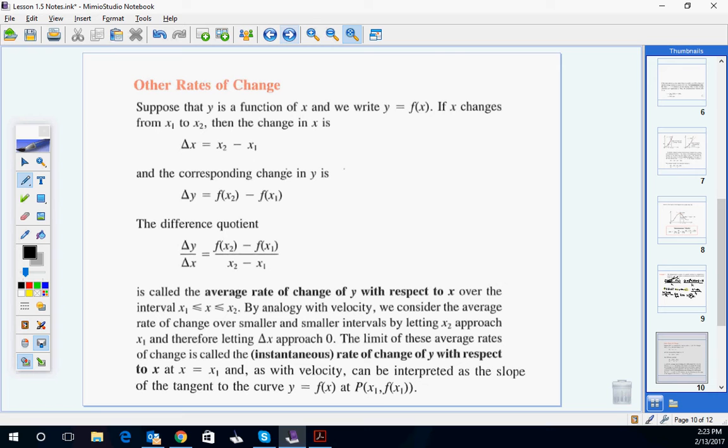Okay, let's just summarize this. It's in your book, but I'm just going to summarize, comparing them. Suppose that y is a function of x. We write y equals f of x. If x changes from x1 to x2, then the change in x is x2 minus x1. Same thing for changing y: it's f of x2 minus f of x1, which is just y2 minus y1. These are called the average rate of change. So we're going to talk about finding average rate of change.